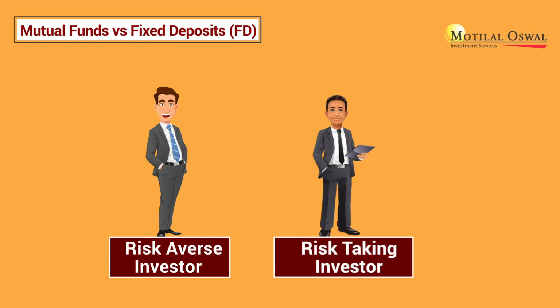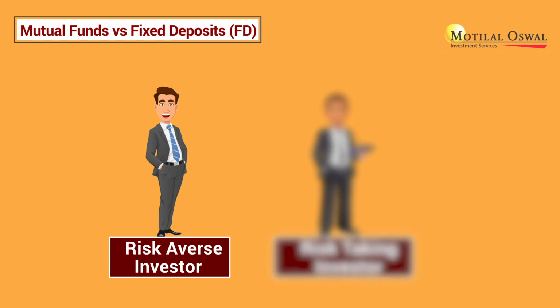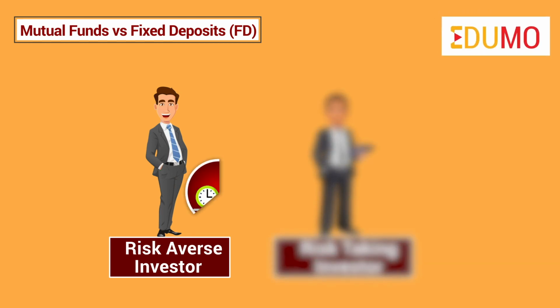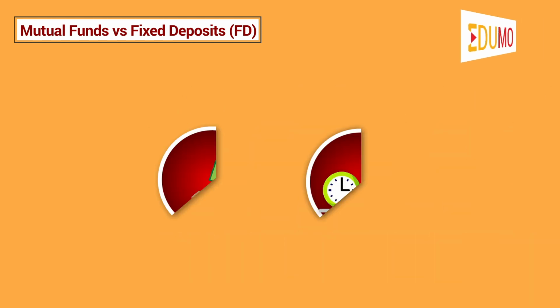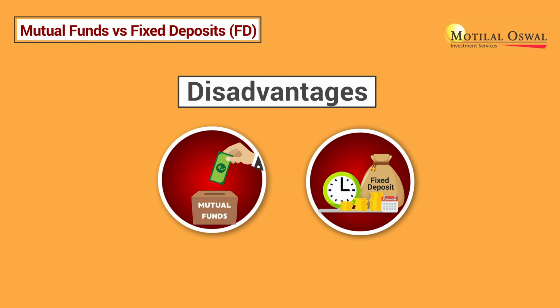If you're looking for a low-risk way of growing your wealth on a constant basis, fixed deposits are the best investment for you. On the other hand, if you aim to generate high returns on your investment and you have a higher risk appetite, you should definitely try out mutual funds. These investments have disadvantages as well.